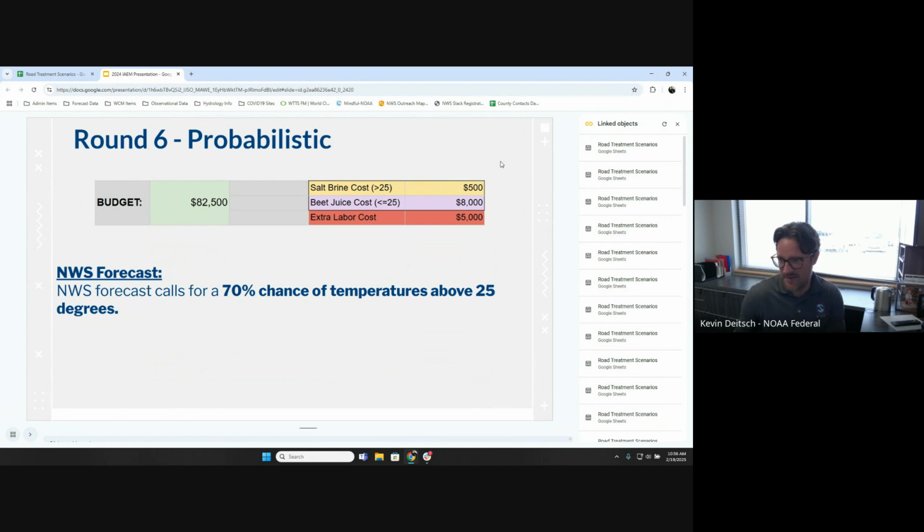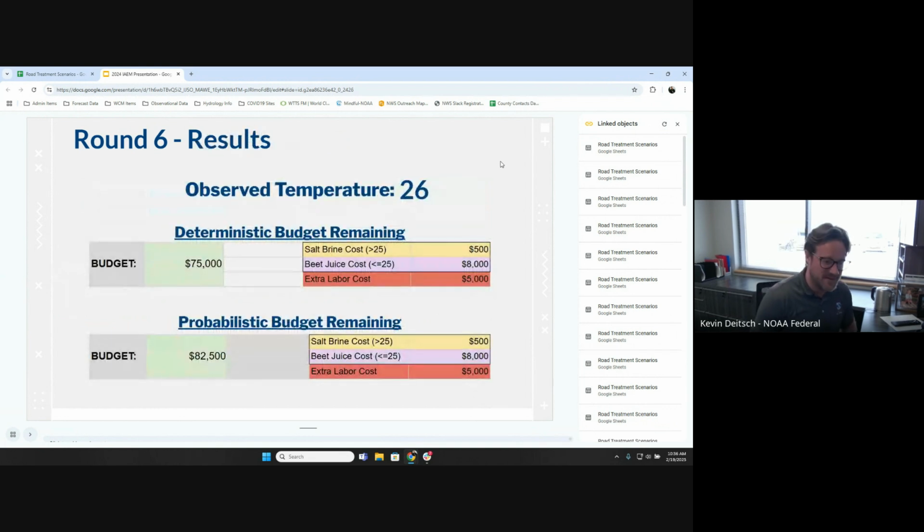Both salting. All right. Ooh, really trusting the weather service forecast there. All right, 26 degrees was the observed. So salt would have worked for both of you. Go ahead and update the scores. We'll go on. This will be the last round here. We've got deterministic with 74.5, probabilistic with 82. All right, last round, round 7.